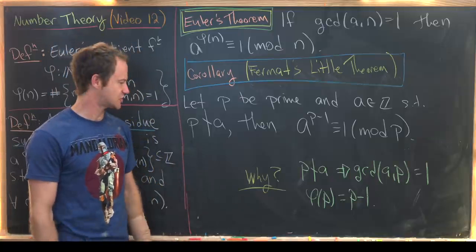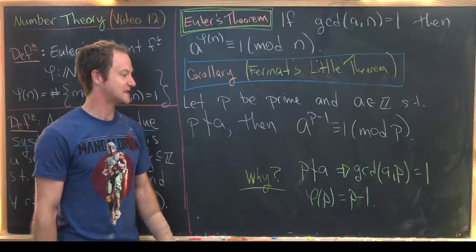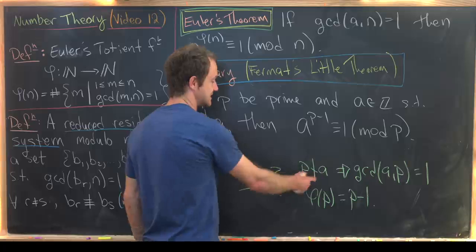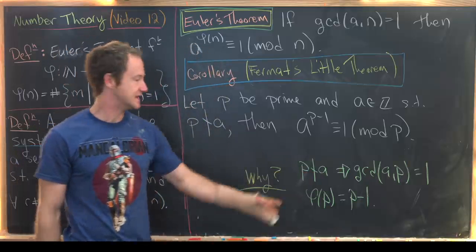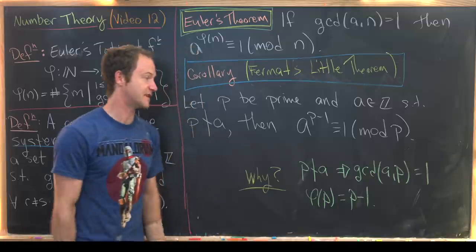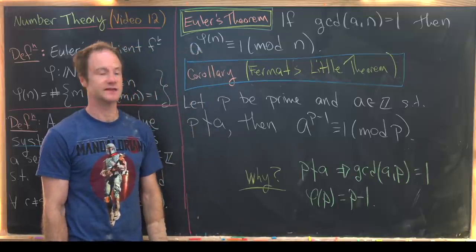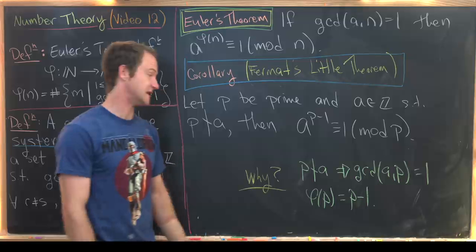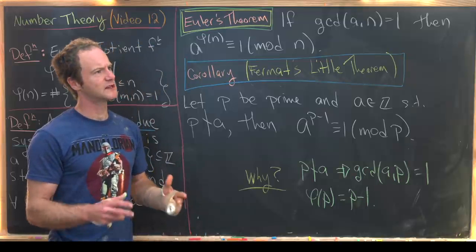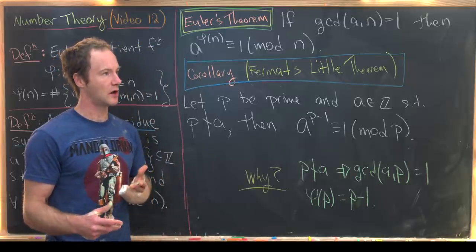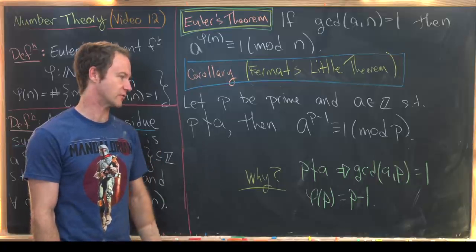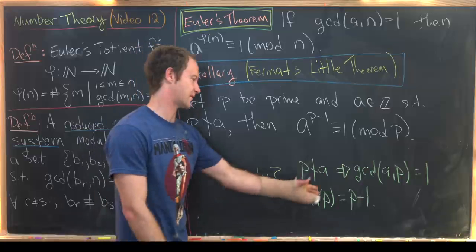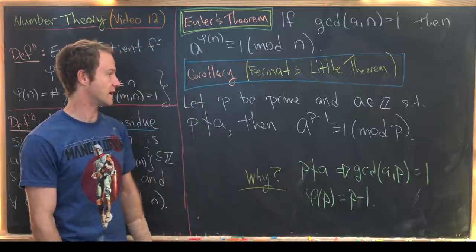So why is this such a quick corollary? Well, that's because when you're dealing with primes, saying p does not divide a is equivalent to saying that the GCD of a with p is equal to 1. And then furthermore, phi of p is equal to p minus 1. Well, let's just think about that. You're counting up all of the numbers between 1 and p that are relatively prime to p. Well, that's clearly going to be everything except for p, so that's why we get p minus 1 there.